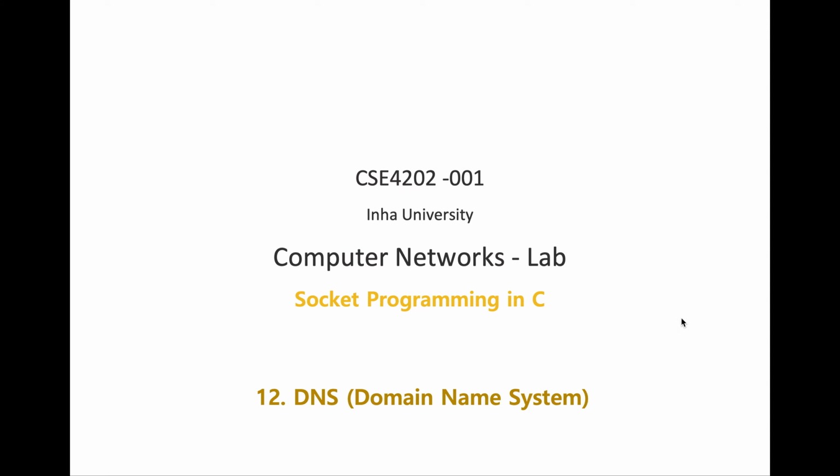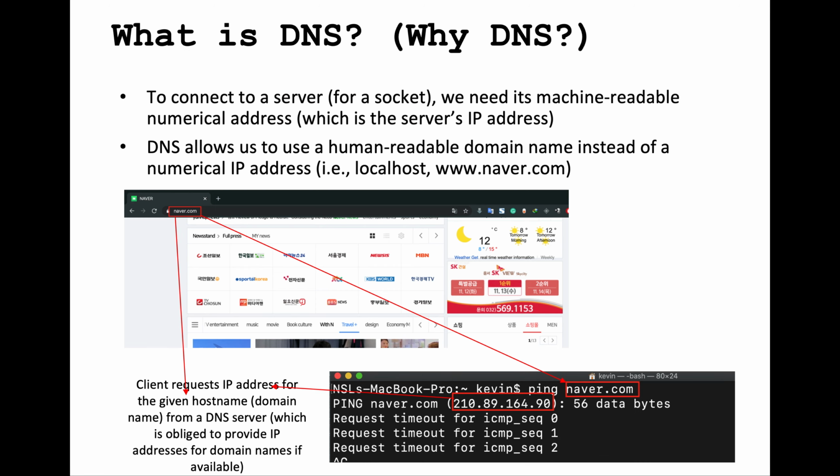All right, before going into technical details, let's try to understand what that domain name system is. As I told, DNS stands for domain name system. It is basically a system that covers the difficulty of representing the IP address to humans. Basically, it is used to cover the numbers with a text so that people can read it easily. To connect to a server for a socket, you have to know the IP address. We need its machine-readable numerical address, which is the server's IP address.